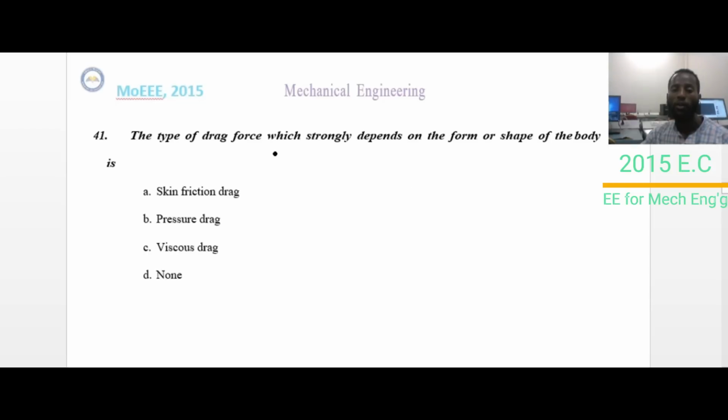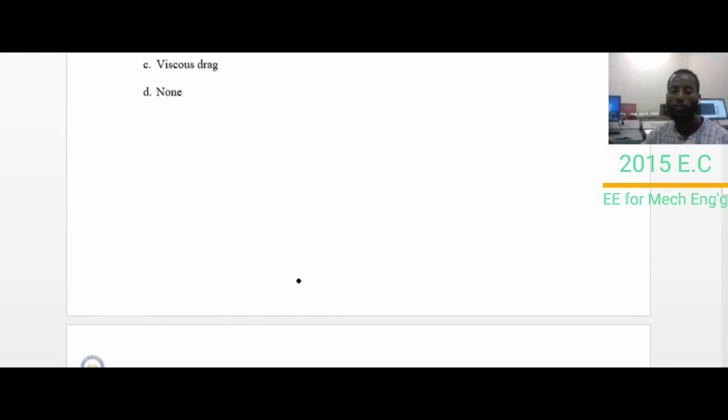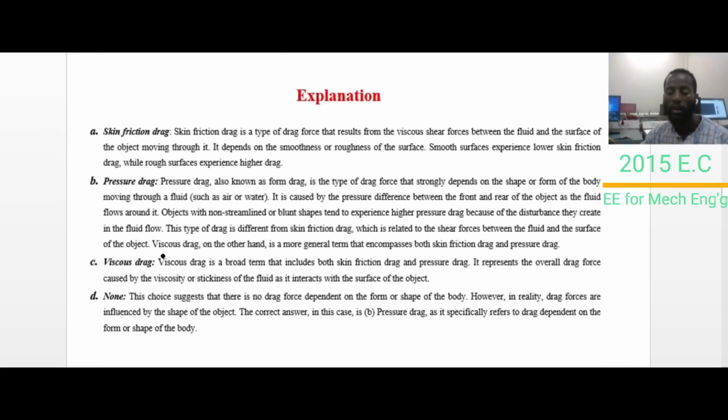The type of drag force which strongly depends on the form or shape of the body is: A. Skin friction drag, B. Pressure drag, C. Viscous drag, D. None. So from this, which type of drag force depends on the form or shape of the body? Let me describe each type.